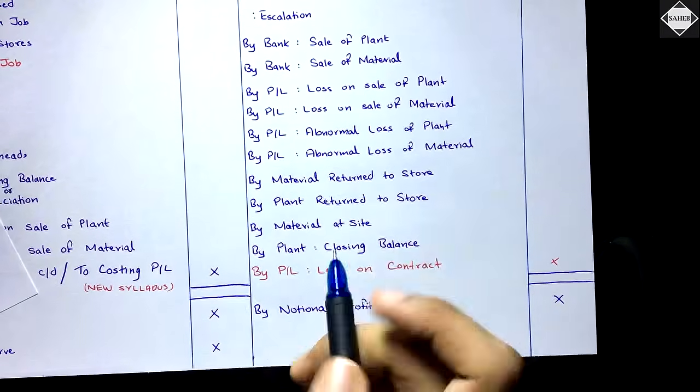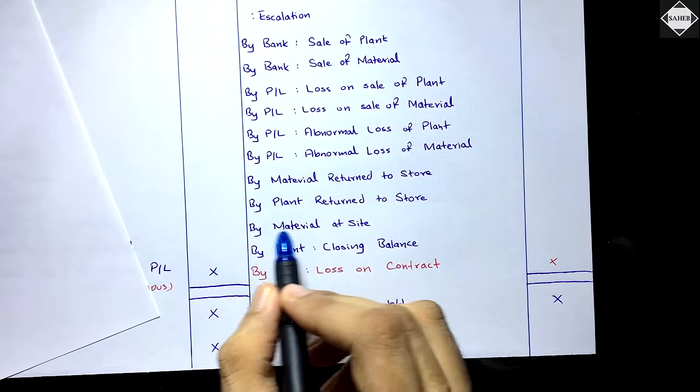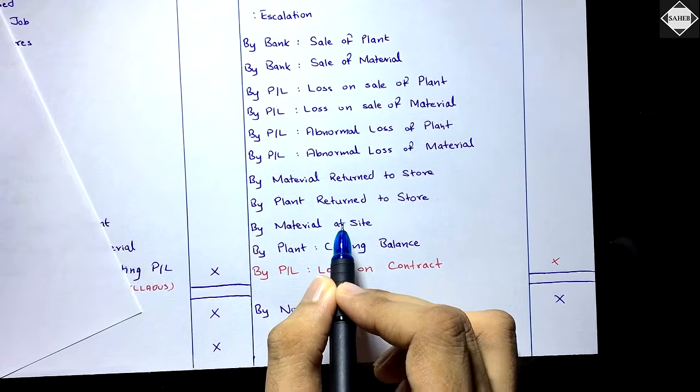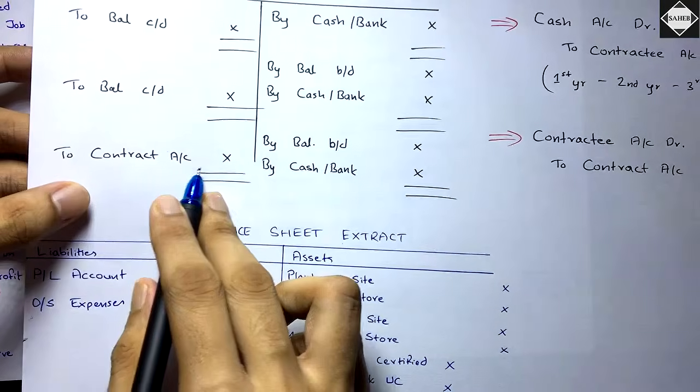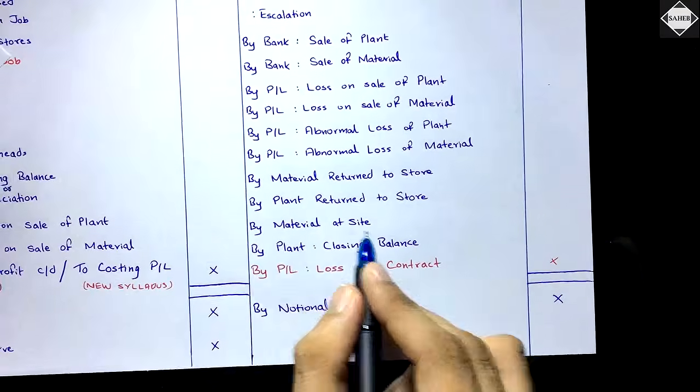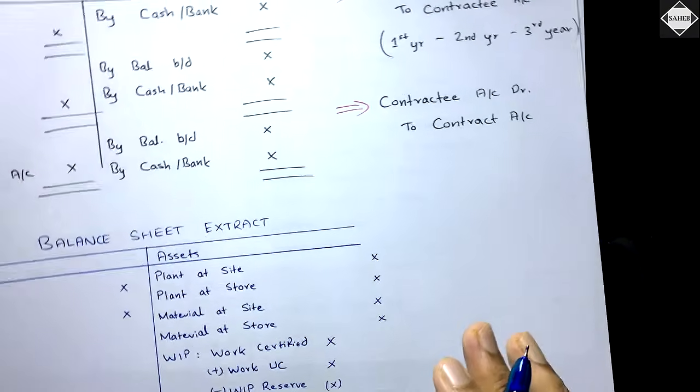You will take it over here. I have not taken it over here. You have to take it like, you know, by contractee account. Is that clear? Here it is to contract account, right? So the opposite side, by contractee account. Simple. Yeah, so that's what you have to do.